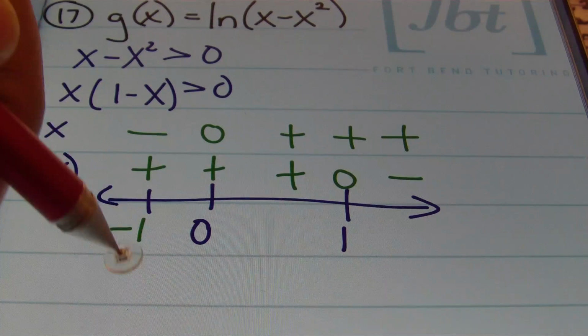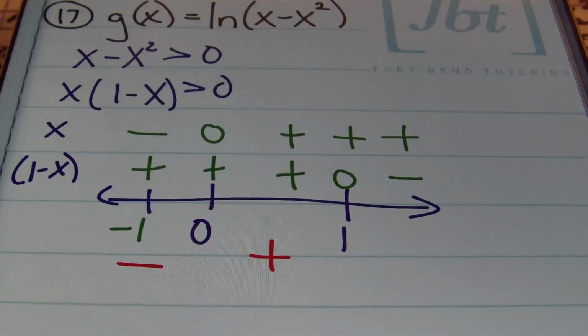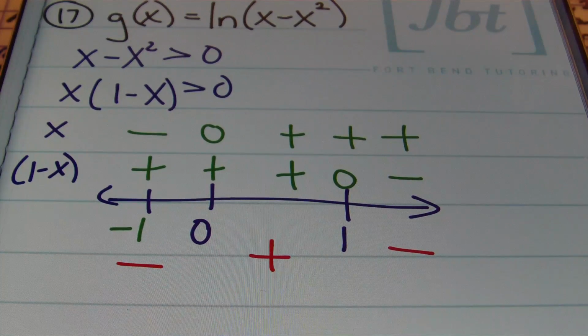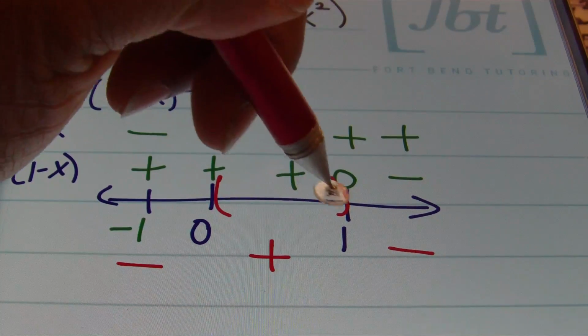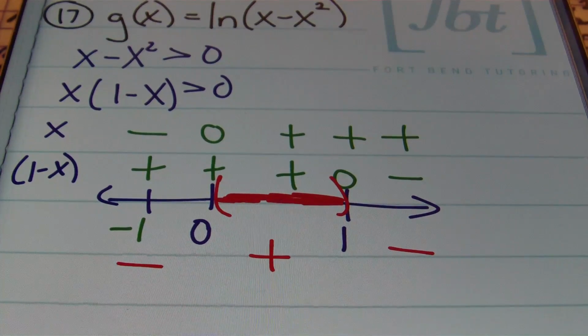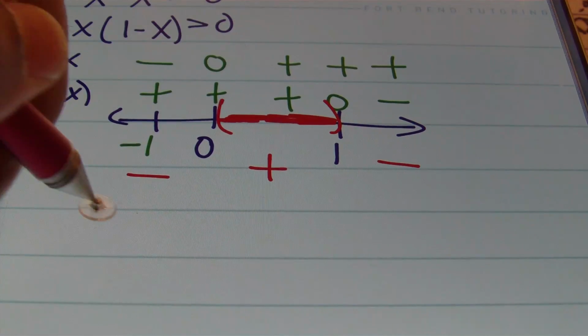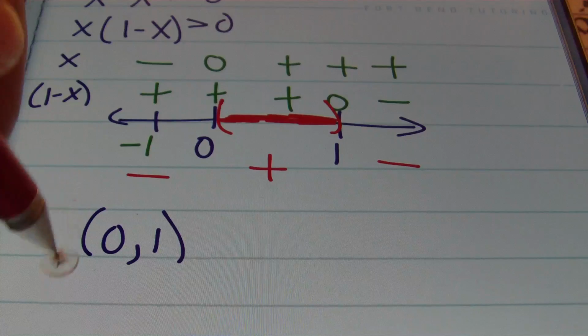So a negative times a positive is a negative result. A positive times a positive is a positive result. And a positive times a negative gives you a negative result. Just like that. And we want our values to be greater than 0, which means I only want the positive results. That means that this solution lies between 0 and 1. That's it. Okay, there's your answer. There's your domain. Those are the values that you need. So in interval notation, we'll have from 0 to 1 and done.